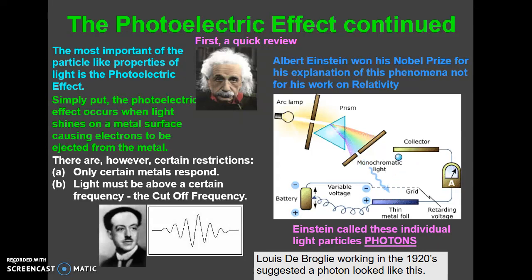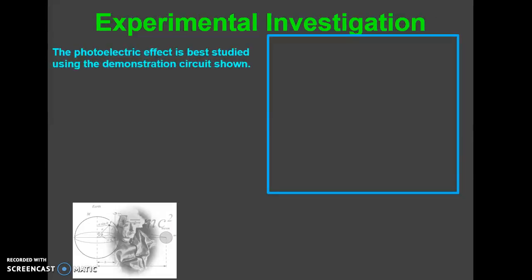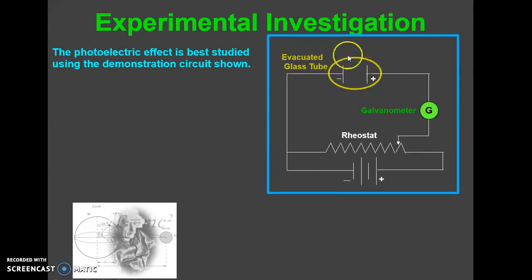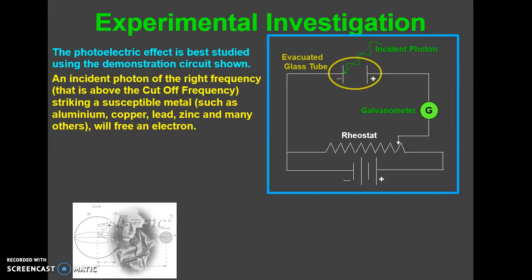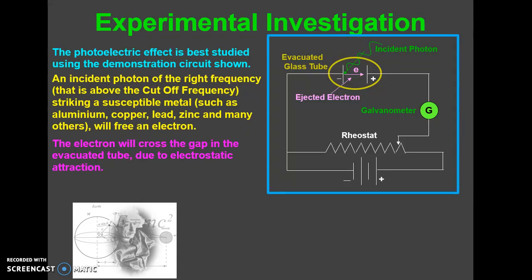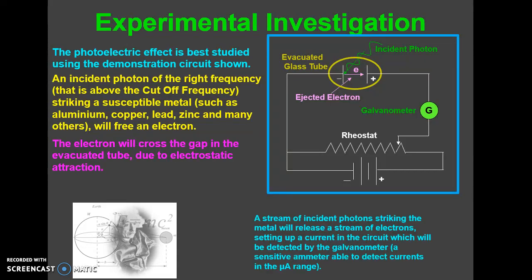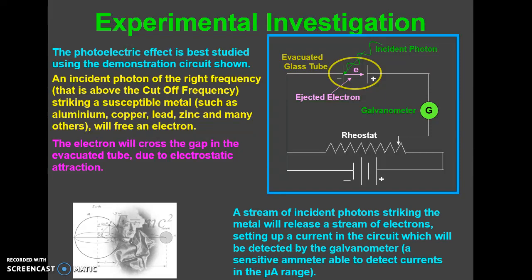And a few years later, Louis de Broglie suggested the shape of the photon particle may be drawn like this. The demonstration circuit we're going to use throughout the slide presentation is simply an evacuated glass tube with 2 electrodes. This is where the metal is that's going to be used, and the incident photons or incident light on it at a certain frequency will free an electron, which then moves across the gap due to the electrostatic attraction between the 2 plates, and that will then set up a current.